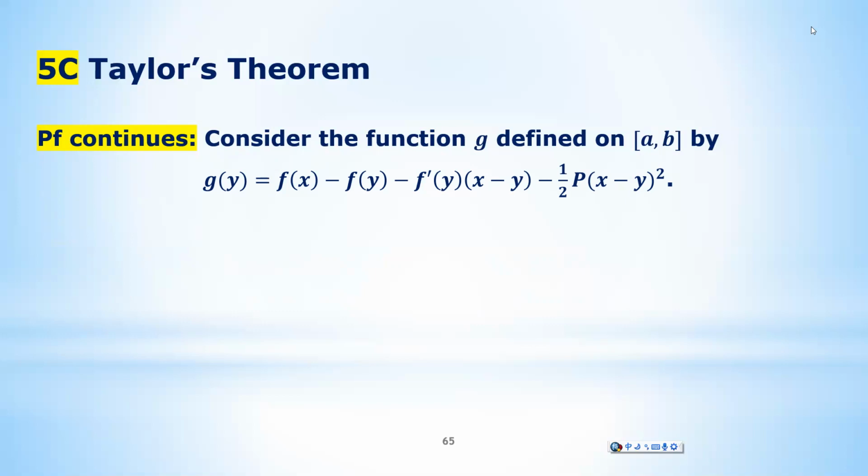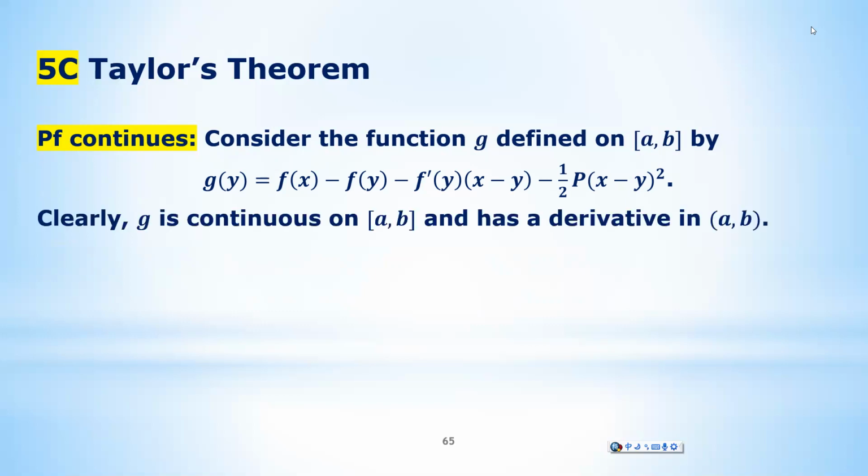Okay, so why does this help us? Let's begin to examine some properties of g(y). Obviously g is continuous and has a derivative on (a, b) because f is twice differentiable. Everything involved in this formula only involves the first derivative, if you're allowed to take another derivative.